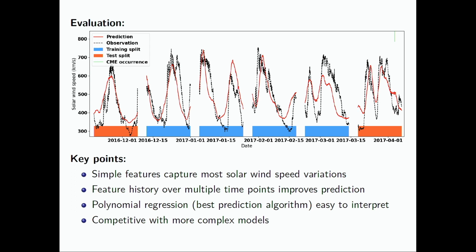And I also found out that taking into account the feature history really improves my prediction, and not only looking into one point in time. And yeah, so as a conclusion, I think this can be a very nice baseline model for my future research, and I definitely want to extend that because, well, with this I cannot capture CME effects, for example, so that's something I want to change in future.